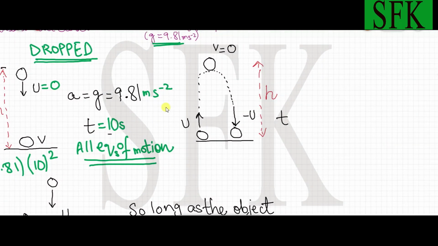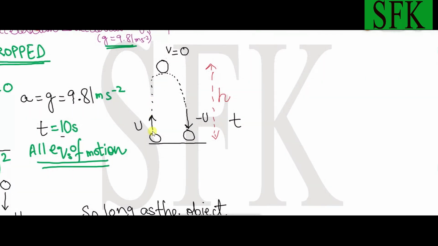Now let's look at the second case, in which a ball is thrown upwards from the Earth's surface with an initial velocity u. It reaches a maximum height h, where it becomes momentarily at rest. Then the ball starts falling in the opposite direction, and its speed increases in the opposite direction, and then again it reaches the Earth's surface in a total time t.